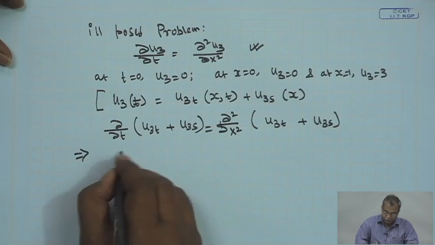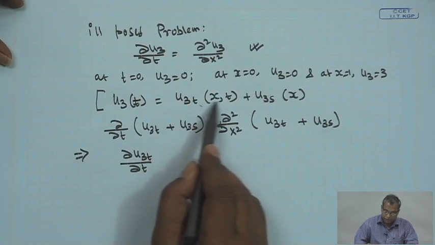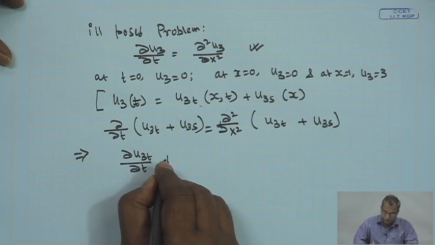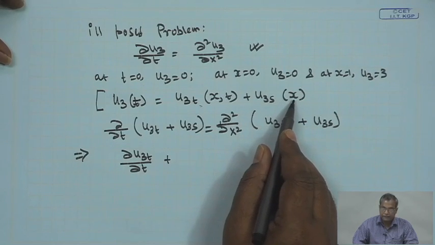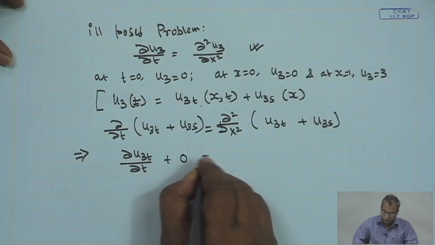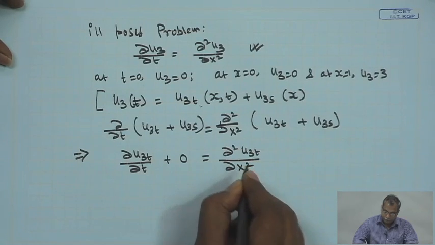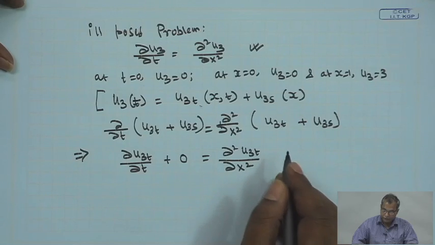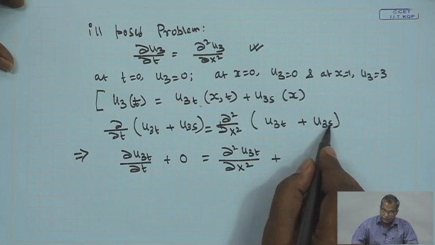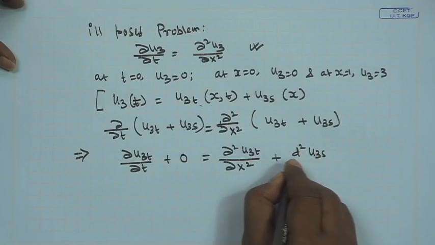So del t gives del u3t del t, because u3t is a function of x and t both, plus u3s, which is a sole function of x. It is the time independent part, so its time derivative will be 0. So this will be 0 is equal to del square u3t del x square, which remains the same because u3t is a function of x and t both, plus u3s, which is a sole function of x. It is not a function of time, so this partial derivative will be a total derivative in this case. So it will be d square u3s dx square.